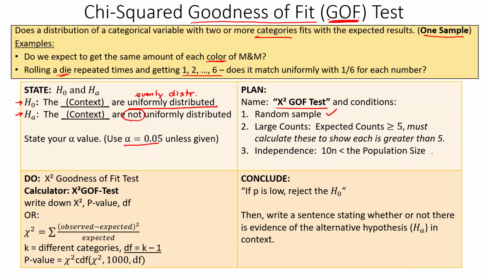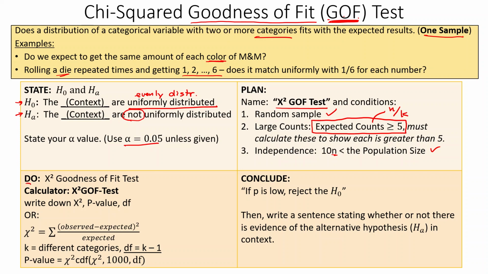We need to check independence just like before: 10 times our sample size should be less than the population size. All right, and this is the new one. Instead of normal, because it's not a normal distribution anymore, all the expected values should be greater than or equal to 5. The way we get this is just n divided by the number of categories. It's not that hard. N divided by the number of categories.